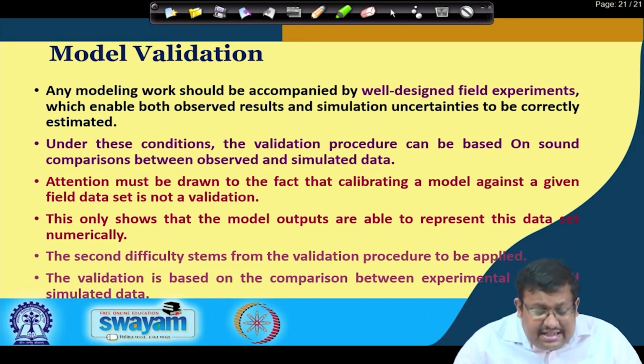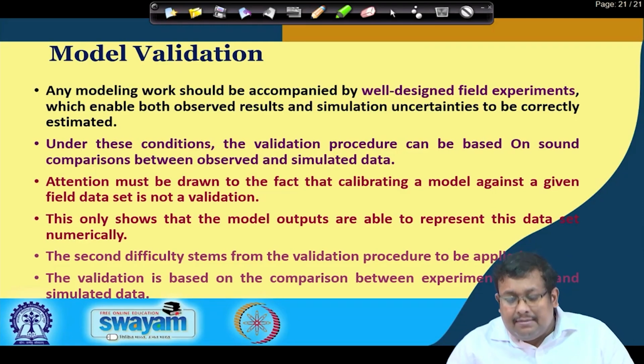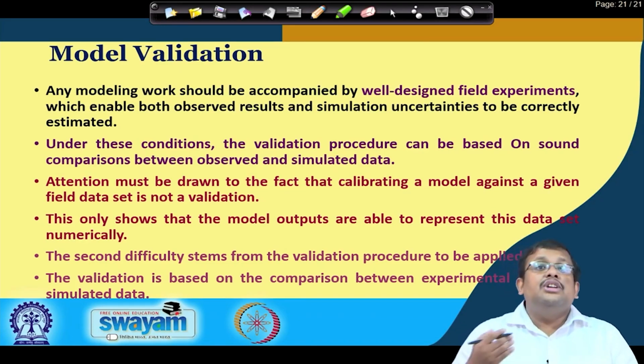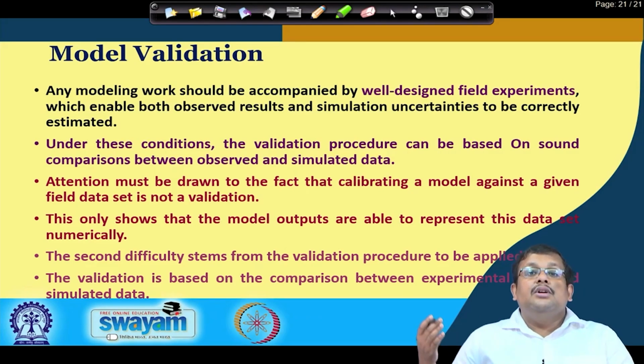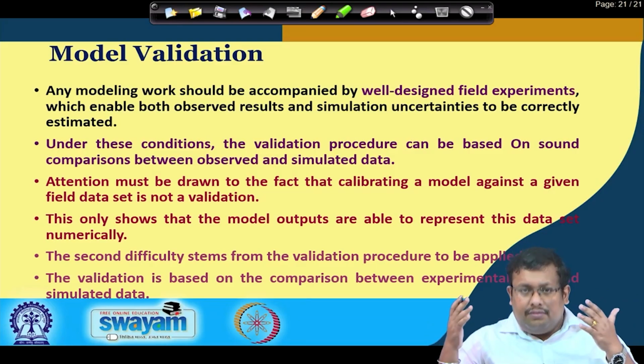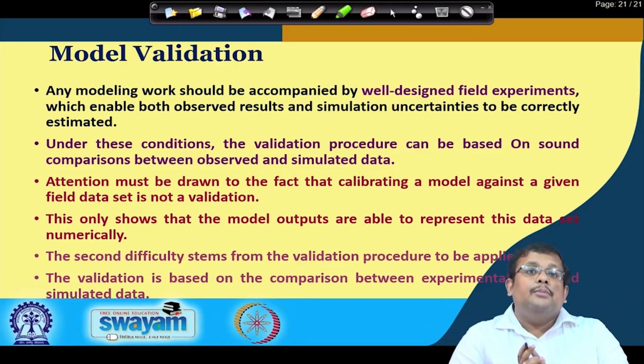Now, remember, the attention must be drawn to the fact that calibrating a model against a given field data set is not a validation. This only shows that the model outputs are able to represent the data only numerically. So, basically it is able to show the value, explain the variation in the observed data.